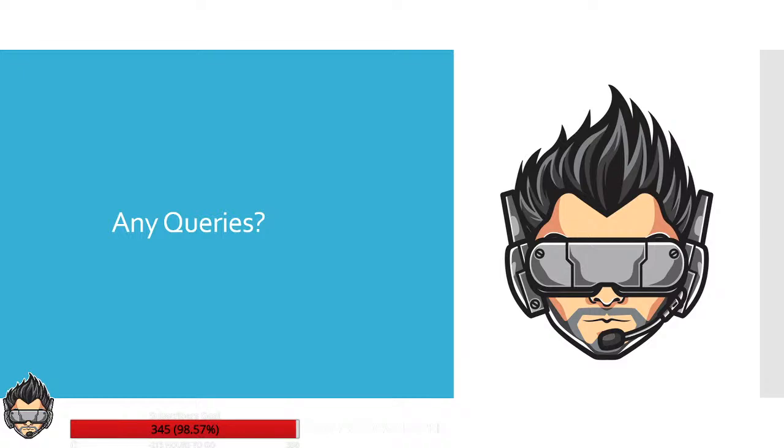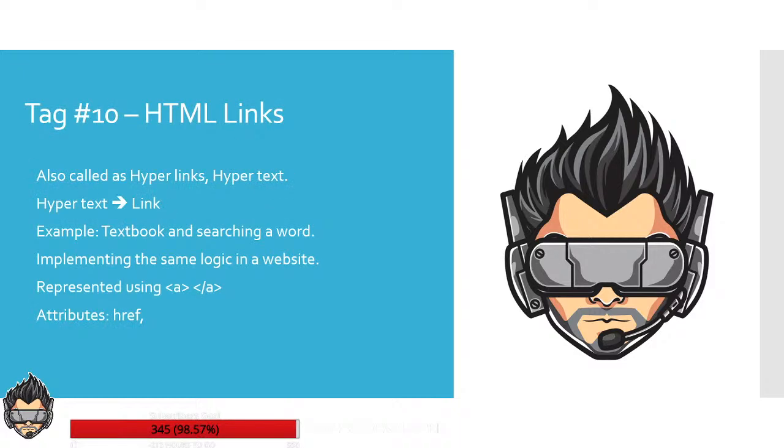So by assuming that there are no more queries, I'll just jump to the next concept, which is called HTML links. These HTML links are also called hyperlinks or hypertext. As the name HTML, hypertext markup language, suggests, it's like a connection between words, connectivity from one word or a group of words to another word. It's like jumping from one place to another.